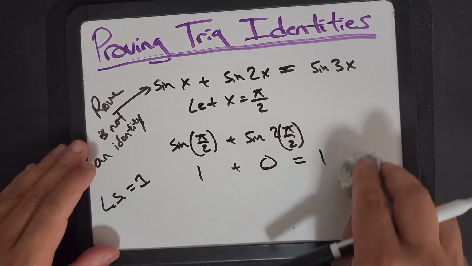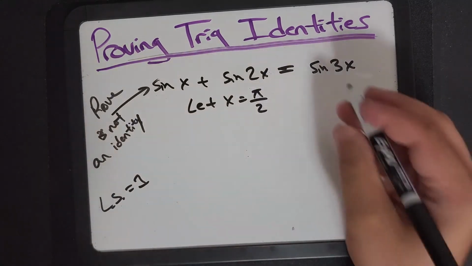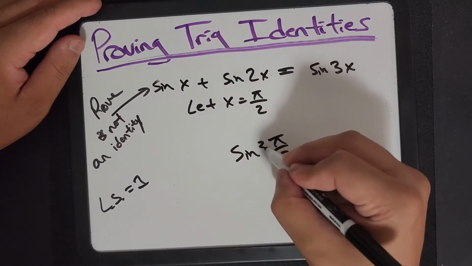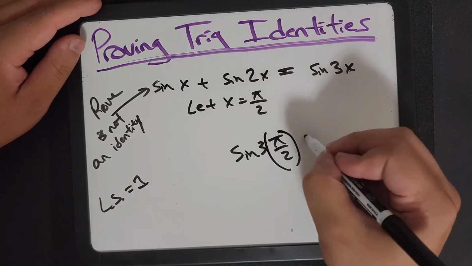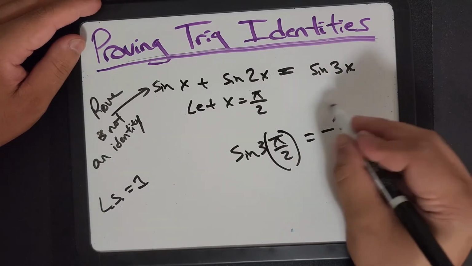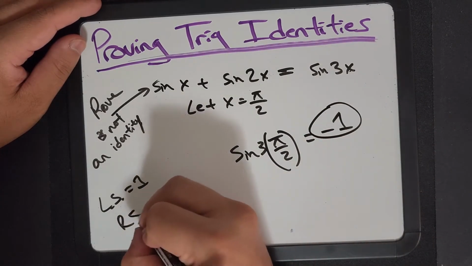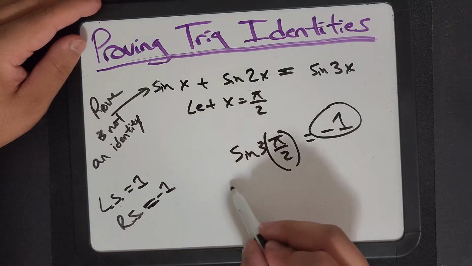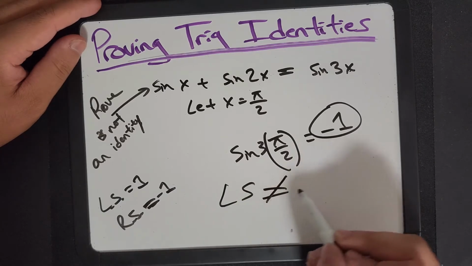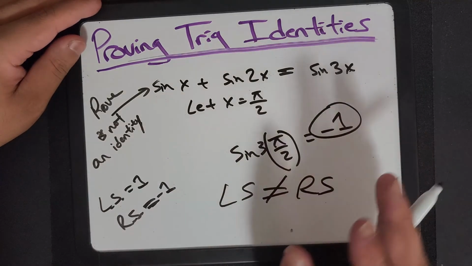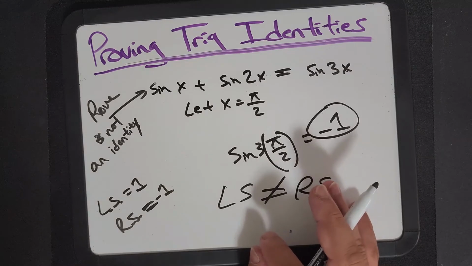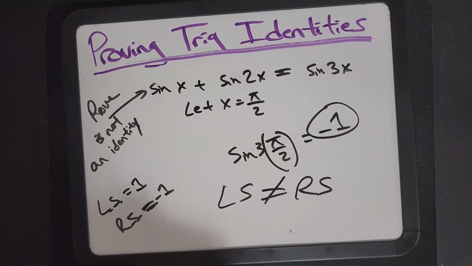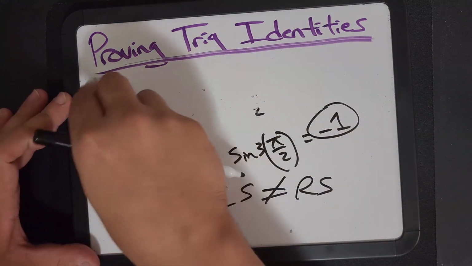However, my right side, sine of pi over 2 times 3, that is equal to negative 1. So my right side is equal to negative 1. So left side does not equal right side, therefore it is not an identity. That is us disproving it. So we made quick work of that one.